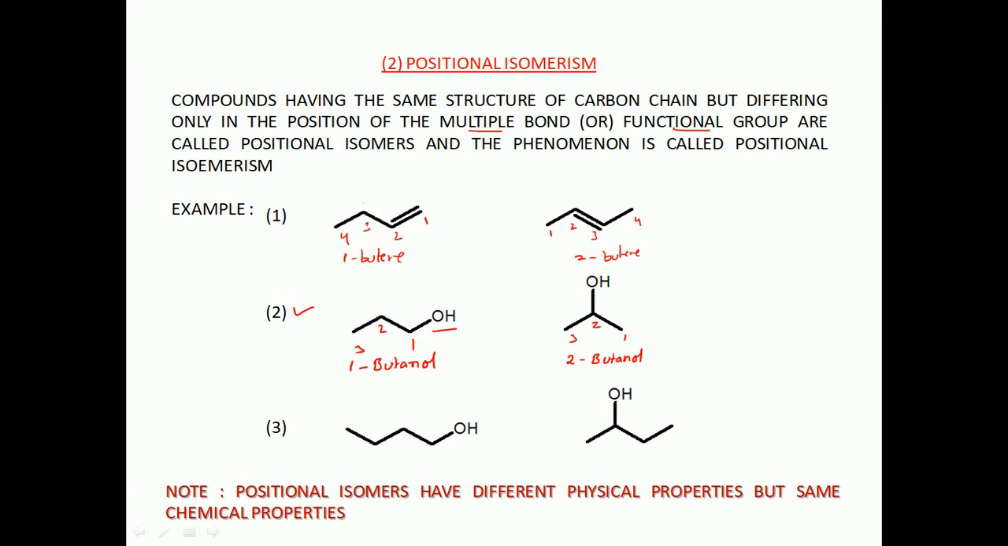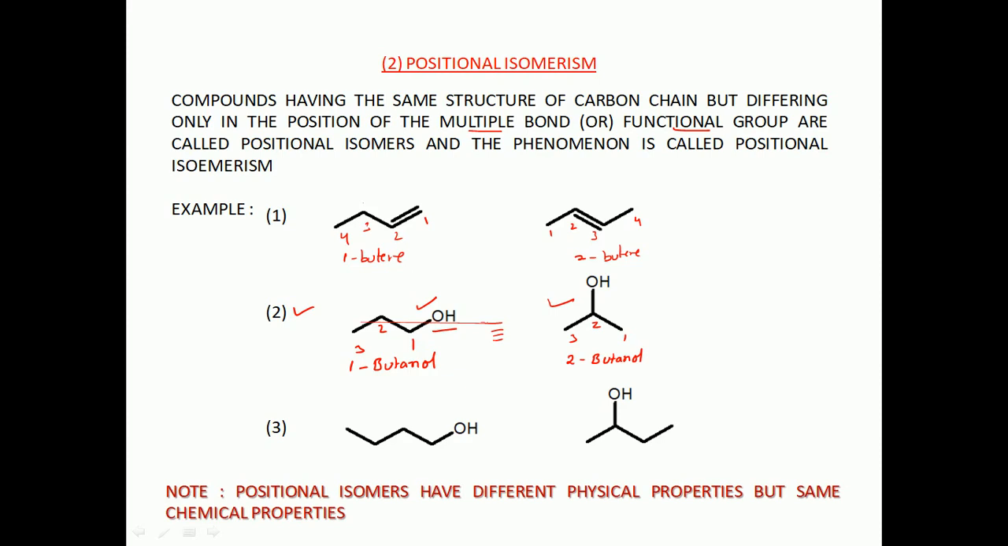Both have the same structure of carbon chain, that is, both have the same number of carbons in the molecule, 3 carbons. But what is the difference between the first structure and the second structure? The first structure has the alcohol on the first carbon and the second structure has the alcohol on the second carbon. The difference is only the position of the functional group. So what is the relation between these two structures? These two structures are related as positional isomers.